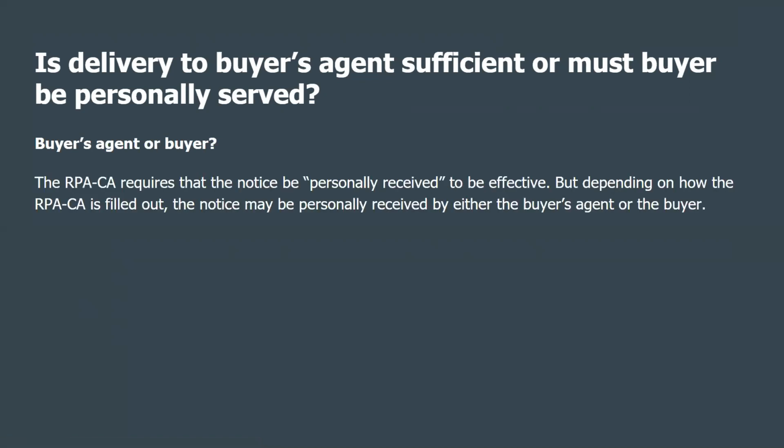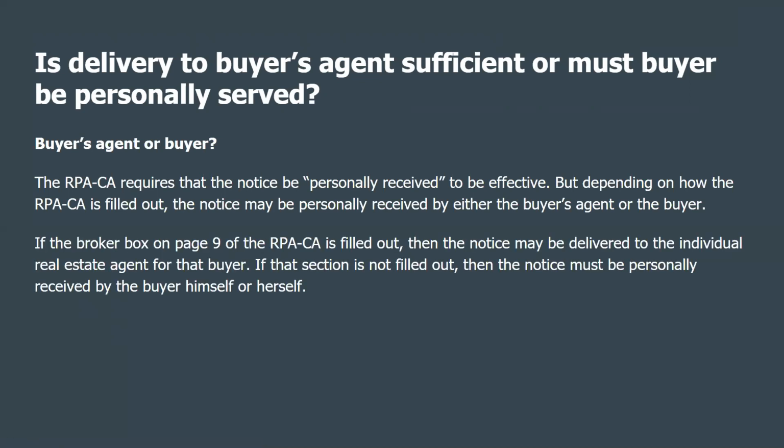Buyer's agent or buyer. The RPA requires that the notice be personally received to be effective, but depending on how the RPA is filled out, the notice may be personally received by either the buyer's agent or the buyer. If the broker box on page 9 of the RPA is filled out, then the notice may be delivered to the individual real estate agent for that buyer. If that section is not filled out, then the notice must be personally received by the buyer himself or herself. So that's something to definitely check on the contracts.